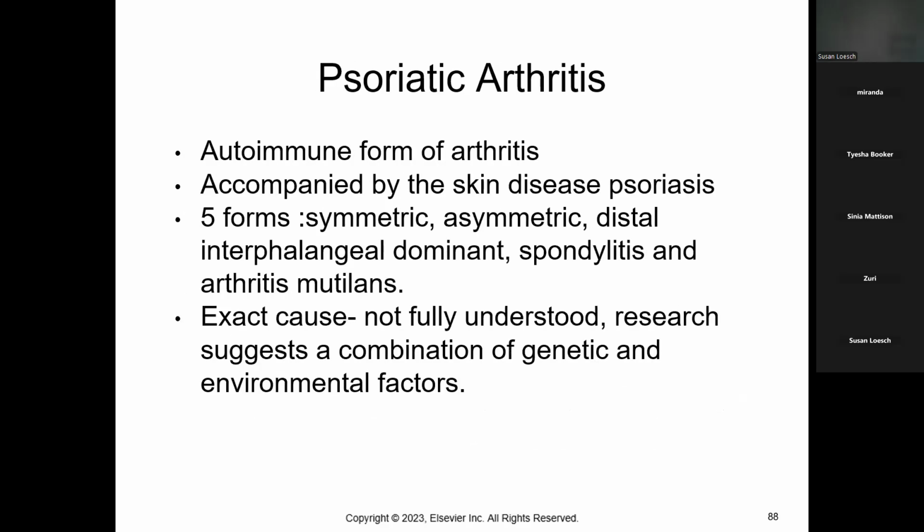All right, now we're talking about psoriatic arthritis. This is an autoimmune form of arthritis, and it's accompanied by psoriasis. There's 5 forms of it: symmetric, asymmetric, distal, interphalangeal. You should just basically know what it is. Okay. That's what they're going to ask you about. They're going to expect you to know it's autoimmune. They would expect you to know the signs and symptoms.